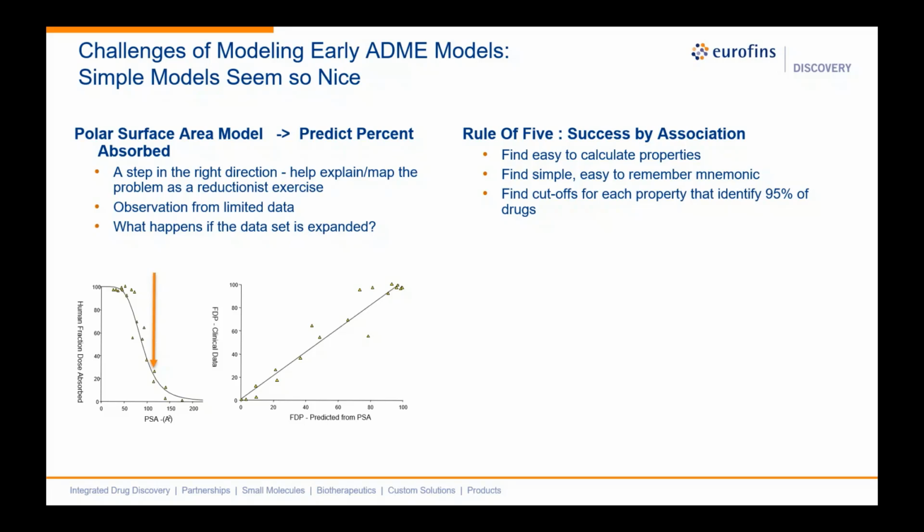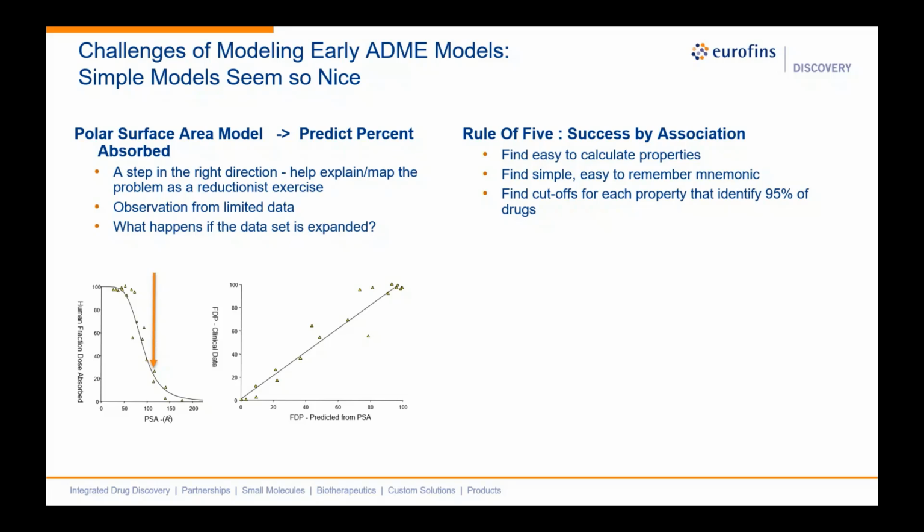The second model we've used a lot, and we still use a lot in the industry, is the rule of 5, which is a model of success by association. Chris Lipinski put this together by finding a set of easy to calculate properties, finding a simple, easy to remember mnemonic, and using that mnemonic with cutoffs for each property that identify 95% of drugs at that time.